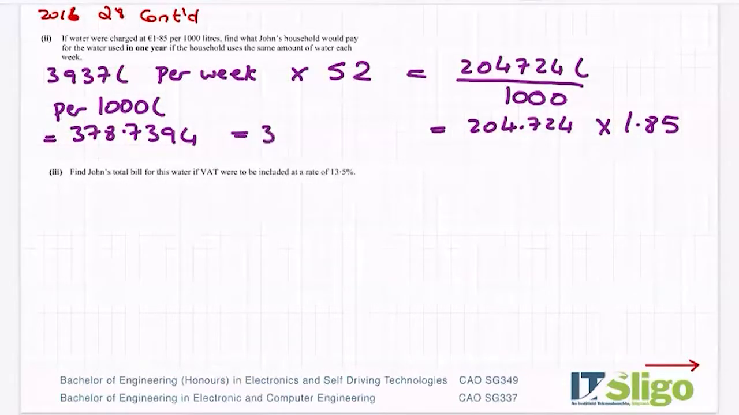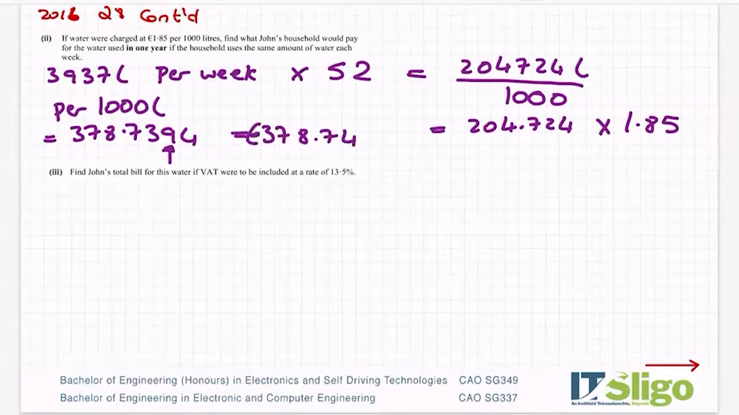So to round that perfectly, you have 378, the 7 is okay. The 3 though, that second one could change up to 4 or could stay at 3. So you have to look at the third digit to see its effect on the second digit. So that 9 is greater than 5, so it's going to round up that 3 to a 4. Well, 378.74 euros is what I make the price of their bill.